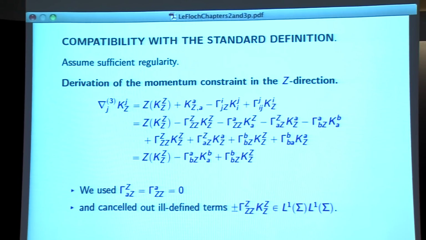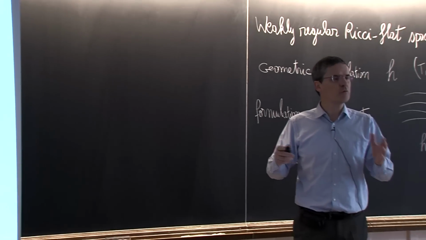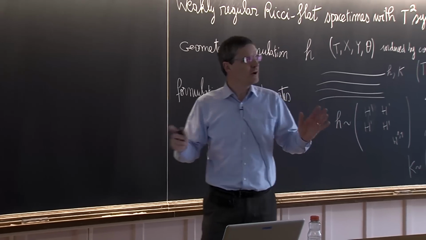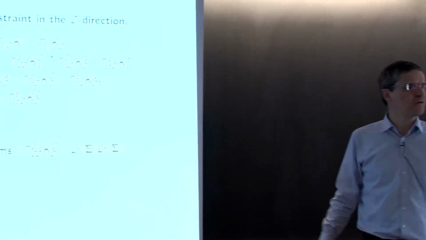Then of course we have used that some Christoffel symbols cancel. But most importantly, we have also taken into account that some very bad terms, so gamma z is in L1, kz is also in L1. This is really the worst term and the worst product. And this product turns out to occur twice, or at least an even number of times with opposite signs, so they just cancel, and you are happy with the result because they are gone, and now this makes sense, as I explained before.